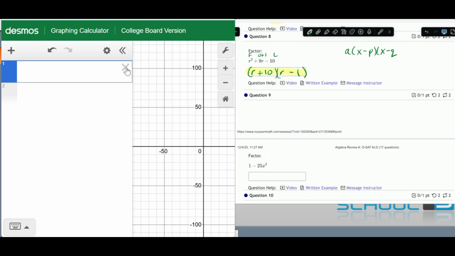intercept form. If you think in terms of intercept form, we can use the Desmos. If we just type this directly in, notice again I've turned my r's into x's.